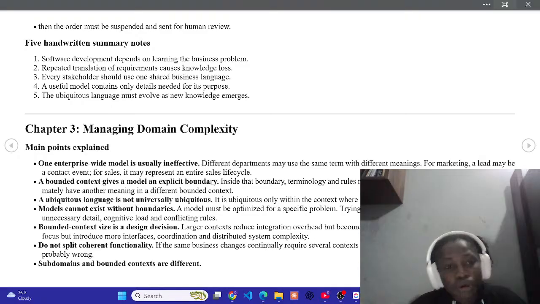So all stakeholders should work together and use shared knowledge, not that a domain expert has different knowledge, the software engineer has different knowledge, the developers have different knowledge. We'll be building different solutions, designing a solution that will not solve the business problem. So a useful model contains only details needed for its purpose. Make sure you keep the details that are needed for the project and the business domain. Do not mix it up with other details. The ubiquitous language must evolve as new knowledge emerges.